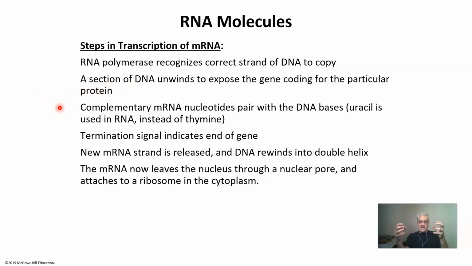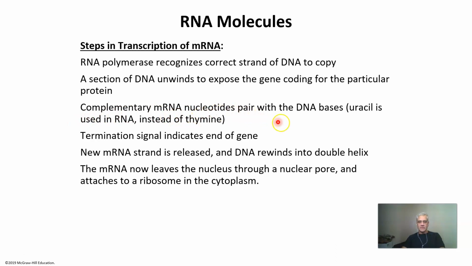It unwinds a section of the DNA. Remember, DNA is millions of base pairs long. We're just going to pull apart, say, 20, 30, 40, 50 base pairs, so that the RNA polymerase can grab onto that strand and create mRNA. When I'm done making that copy for mRNA, those two strands of DNA will go back together.